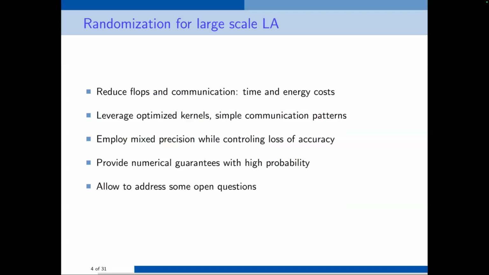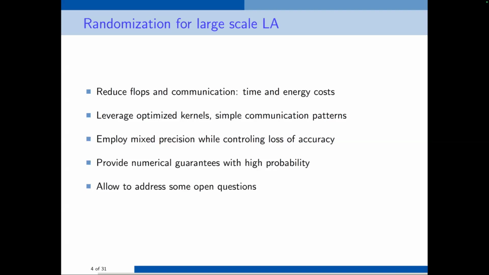And randomization is helping because it's reducing flops. It's also reducing communication. When we use randomization, we manage to have very simple communication patterns. You might be able to switch from BLAS-2 operations to BLAS-3. We'll see that it's also very suitable for employing mixed precision, while we control the loss of accuracy, and we obtain numerical guarantees with high probability.